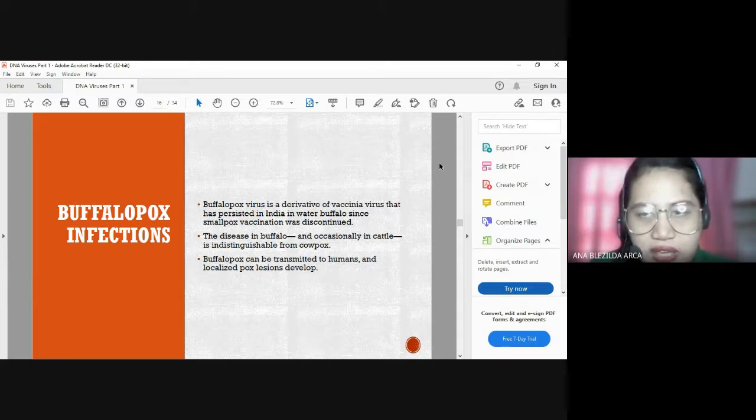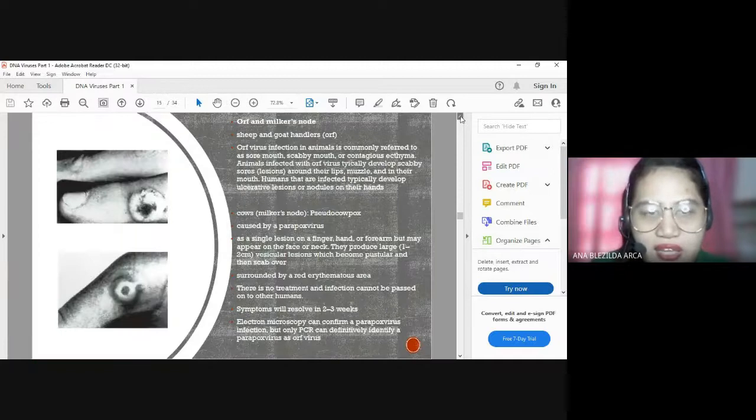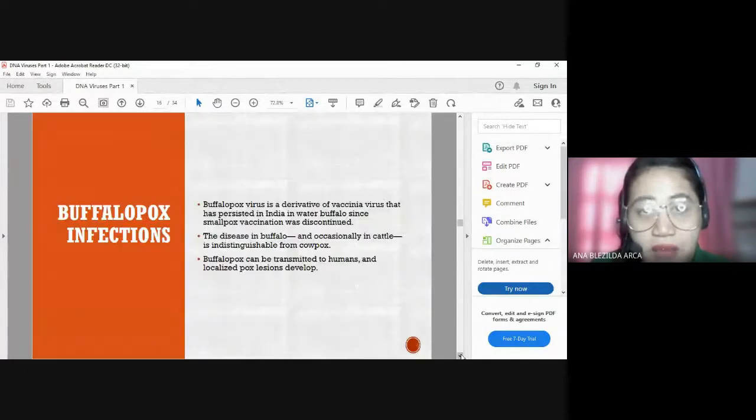So, ano itsura ng kanyang infection? Kamukha lang ng lesion ng cowpox. So, parang ganito ng itsura niya. Pero, hindi mo siya nakuha sa cow, nakuha mo siya sa water buffalo. So, ang tawag dun ay buffalopox infection. Yun ang kanilang difference. Yung pseudocowpox, nakuha mo sa cow. Ito, buffalopox, nakuha mo sa water buffalo.